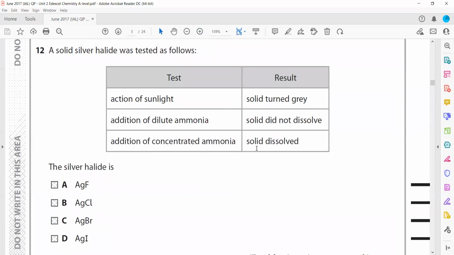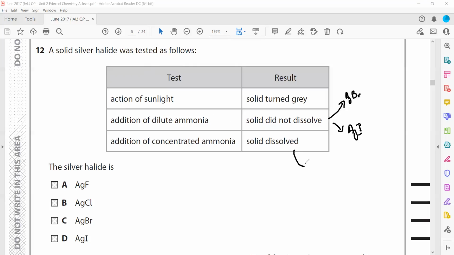In question 12, solid silver halide was tested as follows. Action of the sunlight, the solid turned gray. So it means the solid decomposed. Addition of dilute aqueous ammonia, the solid does not dissolve. So if the solid does not dissolve, it might be silver bromide or it might be silver iodide, because both do not dissolve in dilute ammonia.